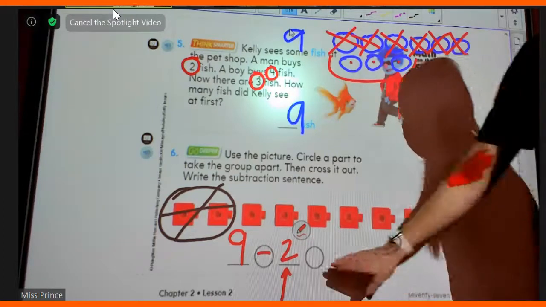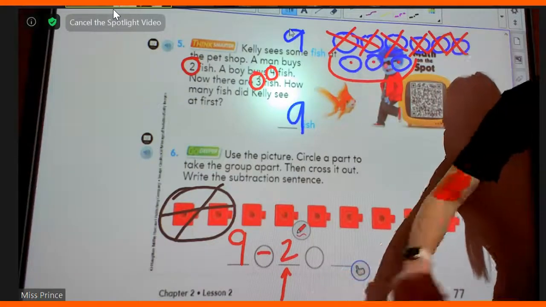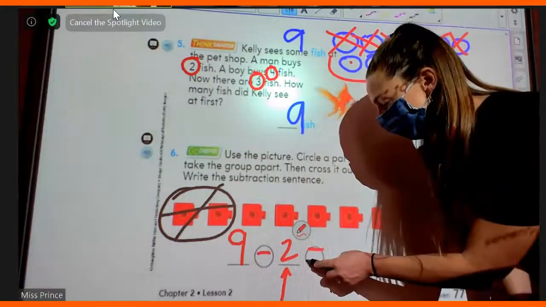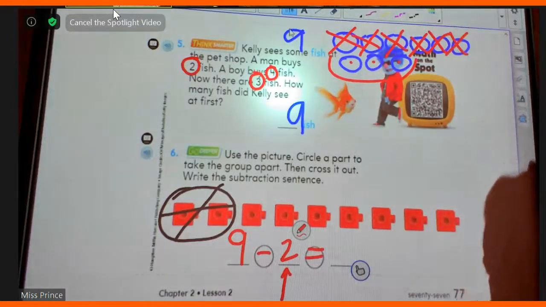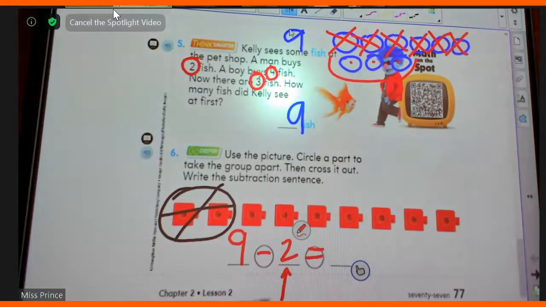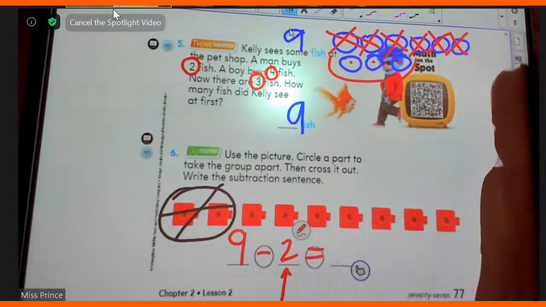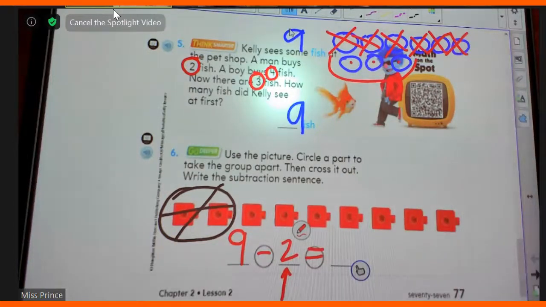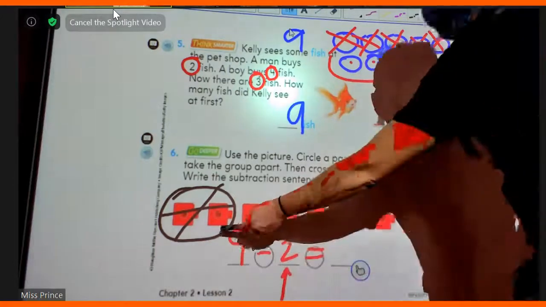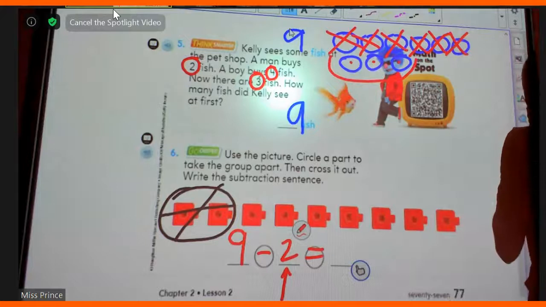Oh, I just had a question pop up. I heard somebody say, what goes here? That is our equals sign. We all will have the equals sign right there. But then it's your job to solve your equation. However many you didn't cross out, that's what goes right here. So, Alakai, how many did you choose to cross out? Aaron, I'm calling on you next. Alakai also chose 2. So if I cross out 2, Alakai, how many are left over?